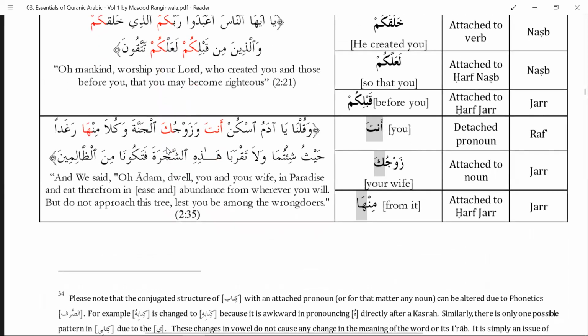Okay. Now here is the next ayah. Again the same surah, but ayah 35.